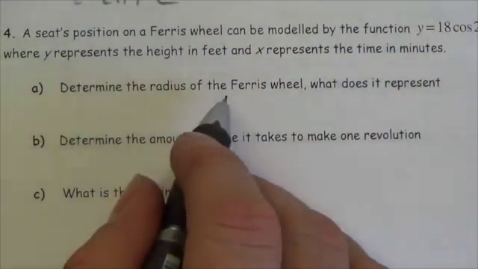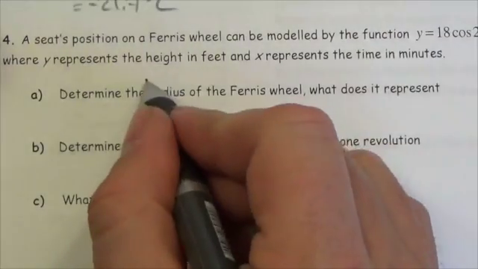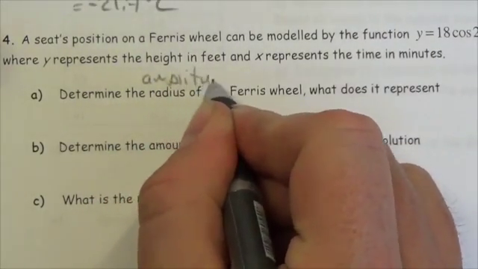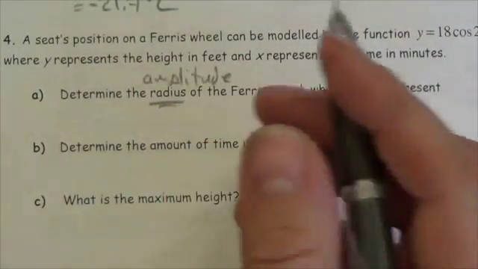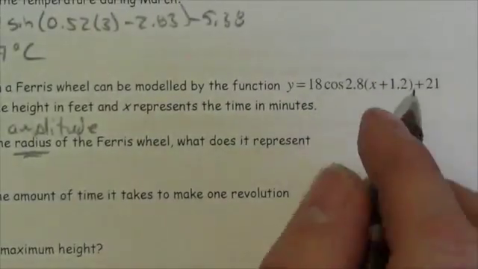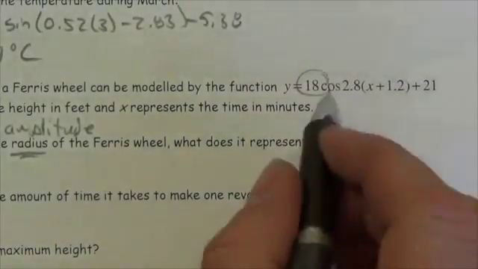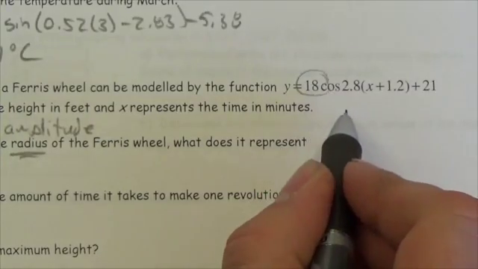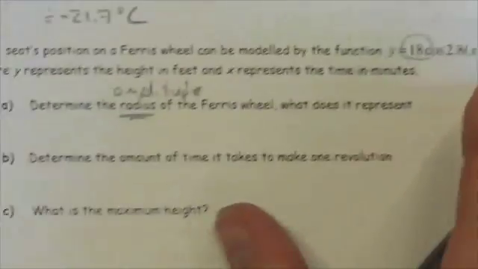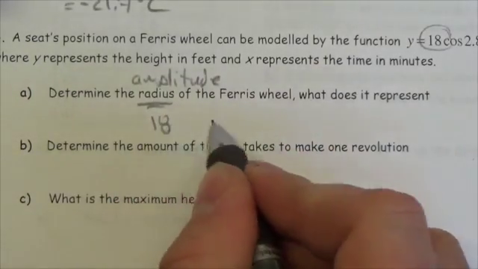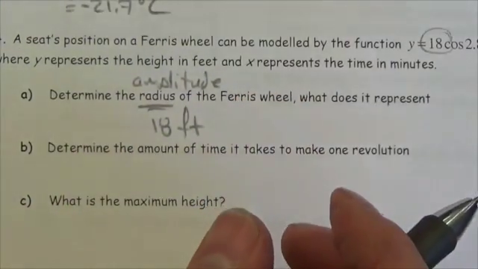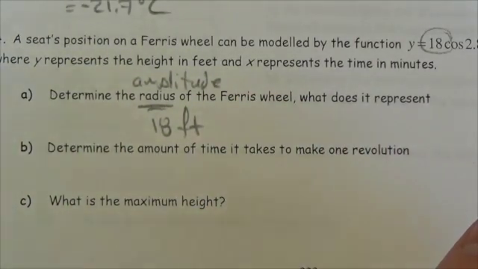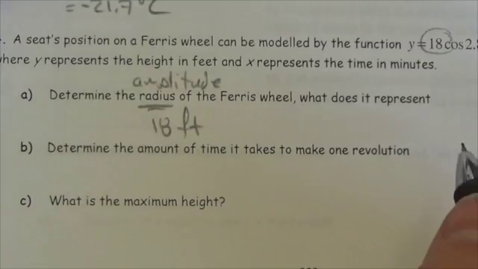The first question says determine the radius of the wheel and what does it represent. And actually I think it probably should say determine the amplitude of the motion and ask what it represents, because the truth is it represents the radius. Amplitude and radius are the same thing. So here we're looking for that initial number in front of the trig function. The coefficient is 18. So the amplitude is 18 feet, which means the radius of the wheel is 18 feet. Because the amplitude is the distance from the center to the top or the center to the bottom, and that's exactly what the radius of a wheel would be.